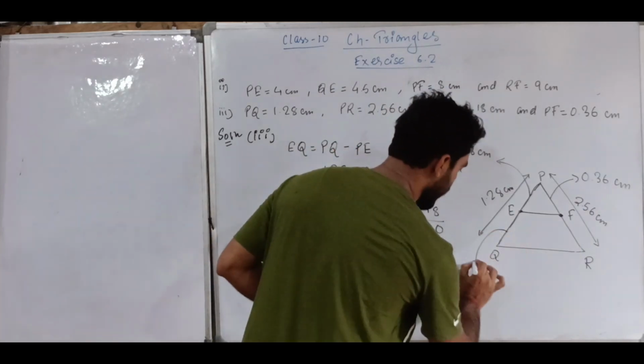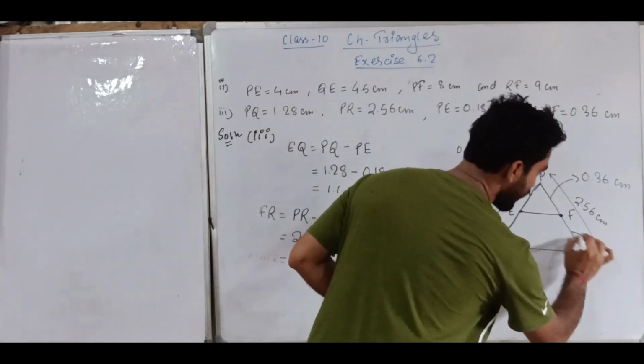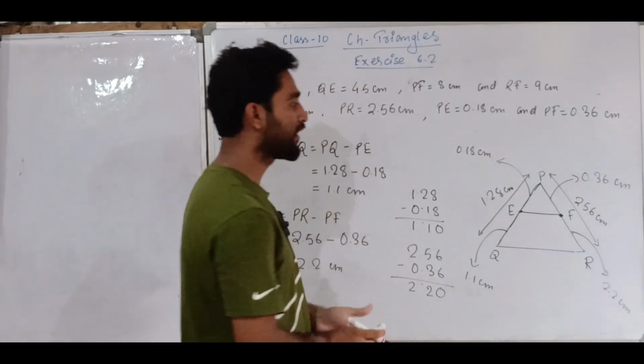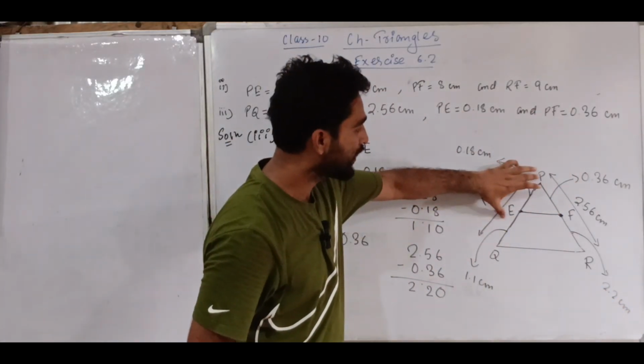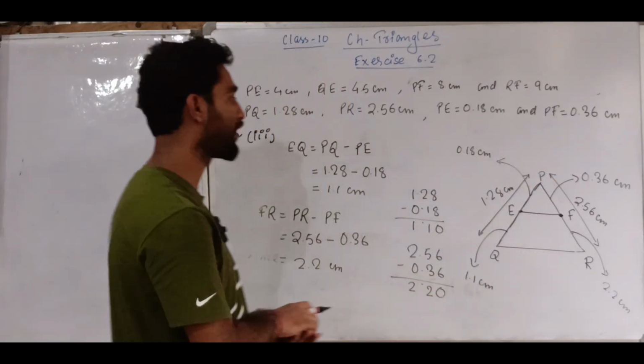Now you see the EQ distance is also known to us, and the FR distance is also known to us. So EQ we got how much? 1.1 centimeter, and FR we got how much? 2.2 centimeter. Now easily we can find the ratio of their sides and check whether EF is parallel to QR or not.